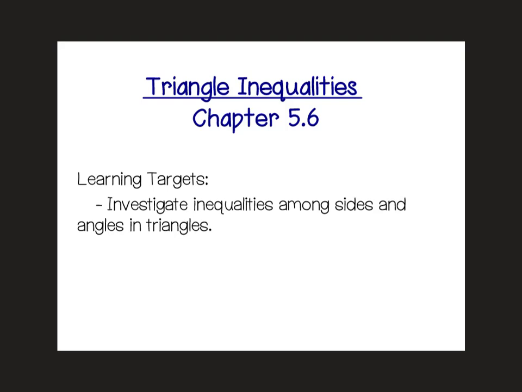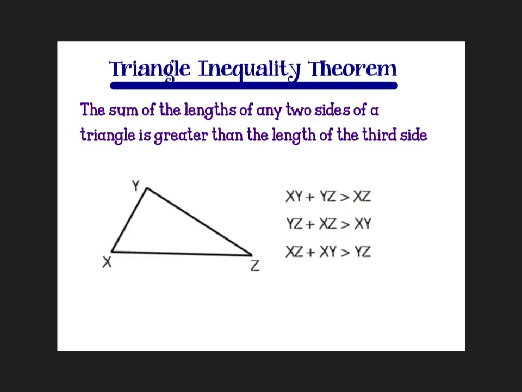So today we're going to talk about triangle inequalities. So basically this is the triangle inequality theorem. It says the sum of the lengths of any two sides of a triangle is greater than the length of the third side. So anytime you have triangles, you should be able to take two sides, add them together, and it should be bigger than the third side.